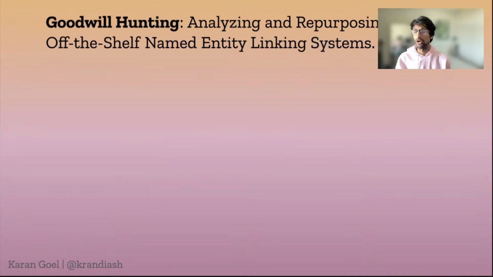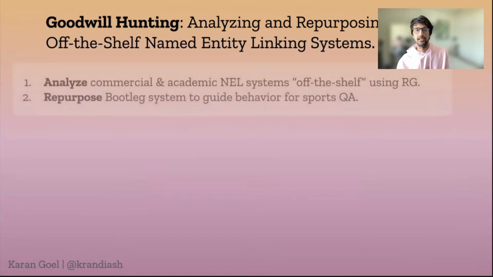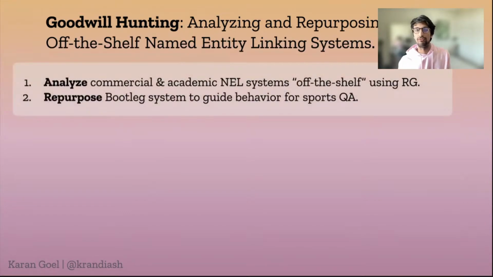So in this work on Goodwill Hunting, what we did was we basically analyzed a bunch of off-the-shelf commercial and academic named entity linking systems, and we used Robustness Gym for this. I won't talk about this particular part because I'm talking about maintenance right now, but you can check this out in our paper. We look at commercial systems like Microsoft, Google, and a variety of academic systems, and we understand how they behave off the shelf.